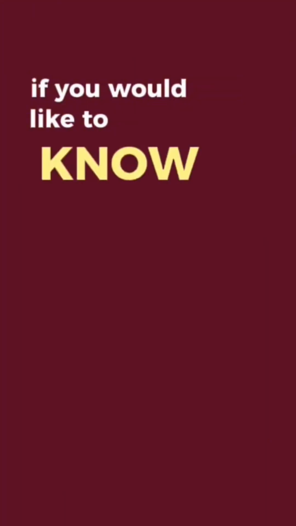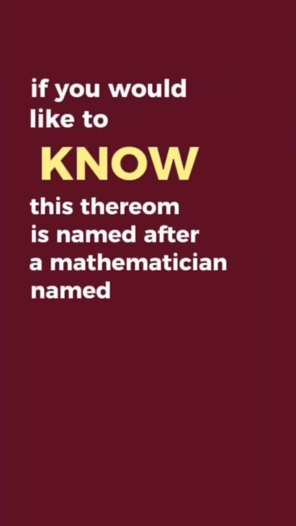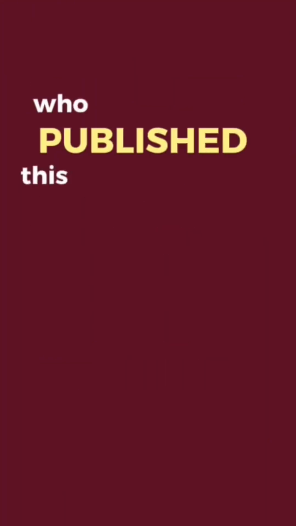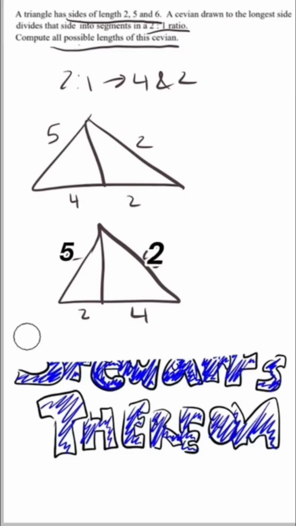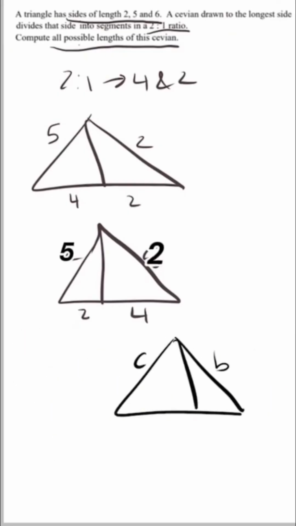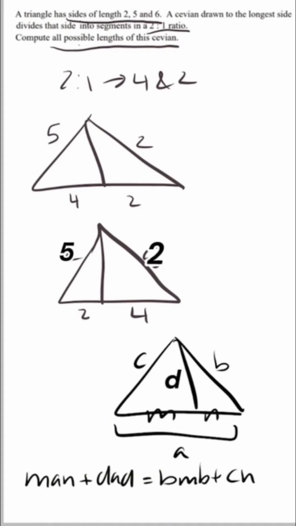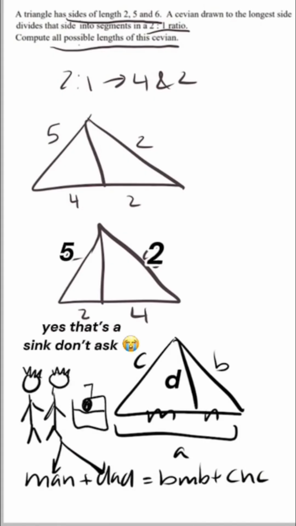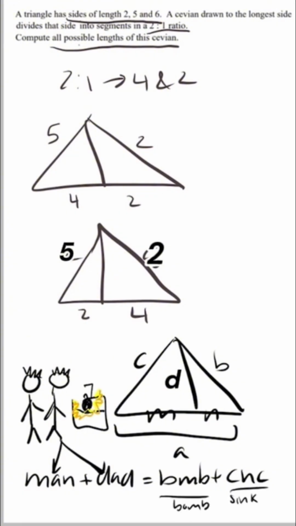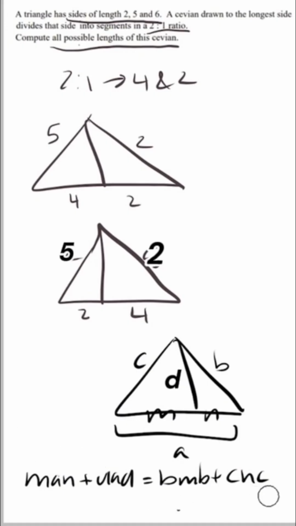If you would like to know, this theorem is named after a mathematician named Matthew Stewart who published the theorem in 1746. So anyways, this theorem says that if we have a triangle with a Cevian going through it as shown, with lengths as shown, man plus dad equals bmb plus cnc. Now a fun way to remember this is a man plus his dad put a bomb in a sink. Don't ask me. Yeah, no.